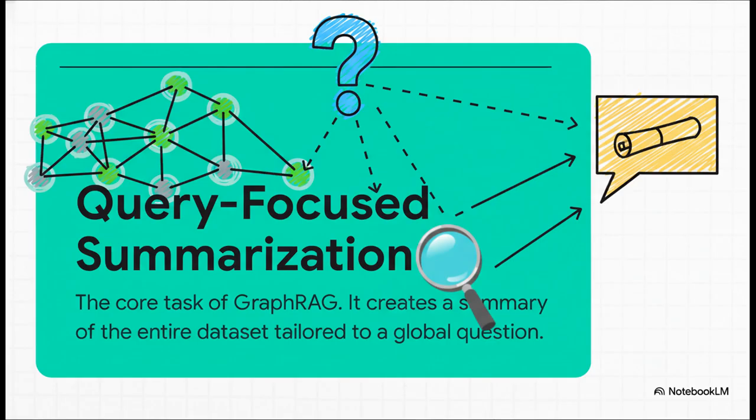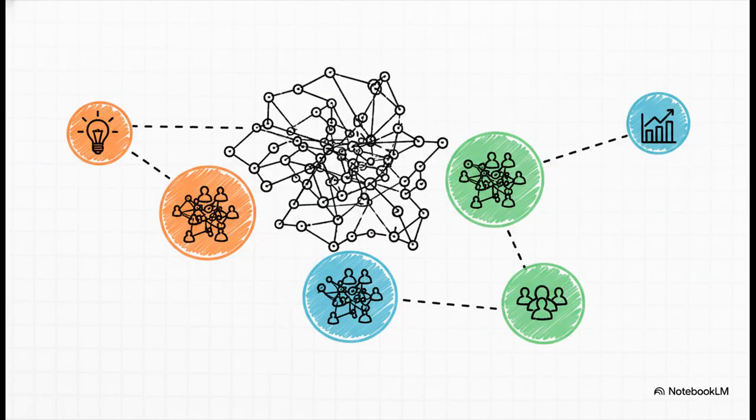Honestly, this is the superpower of GraphRAG. It doesn't just grab a snippet of text. It analyzes the structure of the entire graph to generate a totally new, comprehensive summary that's aimed squarely at your question. And with that superpower, we can finally answer our original question, what are the main themes?